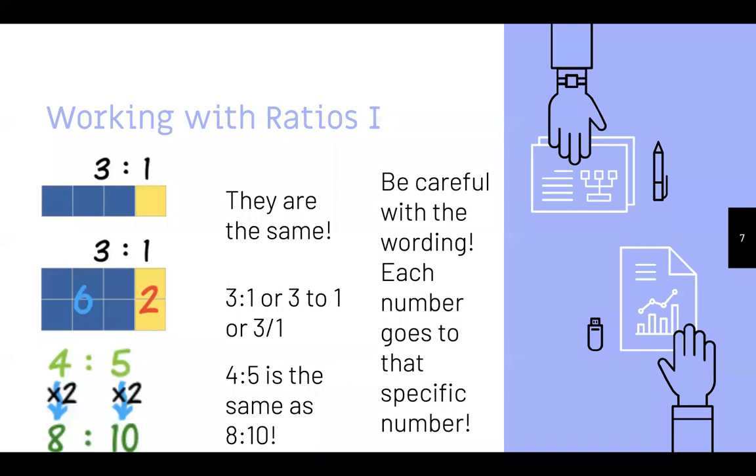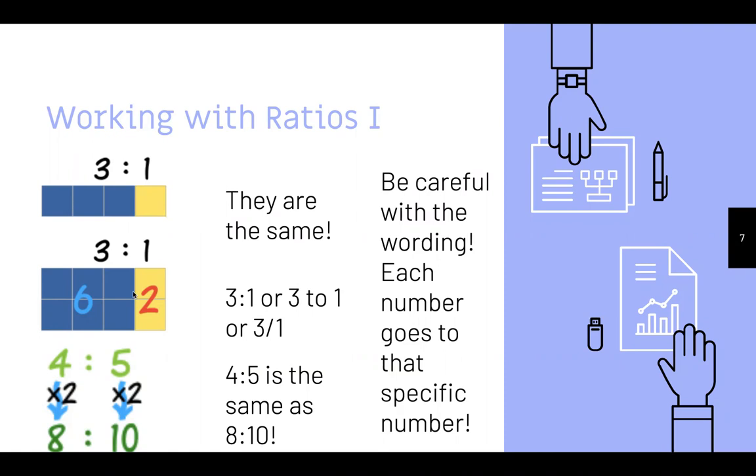So working with ratios, you would think looking at it that the 3 to 1 is different than the 6 to 2, but they're actually the same. Right? So being careful with the wording is definitely key. We're saying 3 blue squares to every 1 yellow square. It's very important that we don't switch those numbers. We want to make it very clear that it's those 3 blue to 1 yellow.